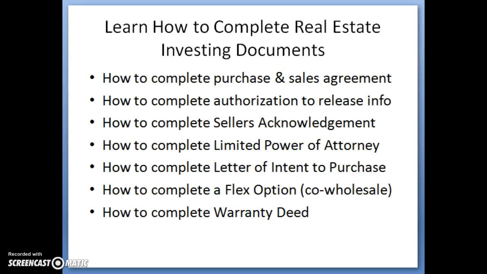The next one is how to complete a flex option, which is just a one-page document which allows for us to quickly flip it to another investor if need be. We keep it down to one page so that we're not intimidating or overwhelming the seller, because a lot of times when the seller sees a stack of docs, they get a little nervous. But co-wholesalers love it. It allows for you to do quite a few things, a lot of outs with that document.